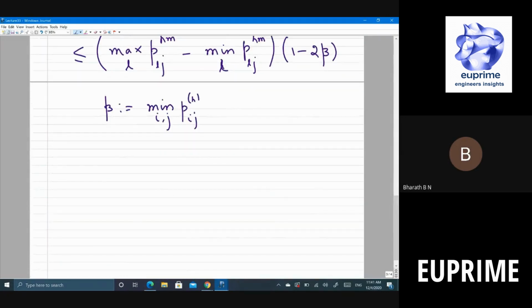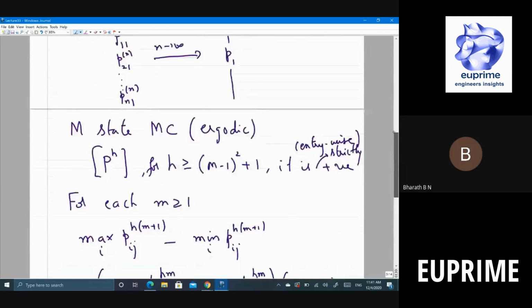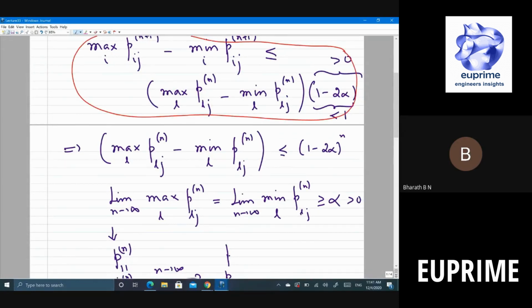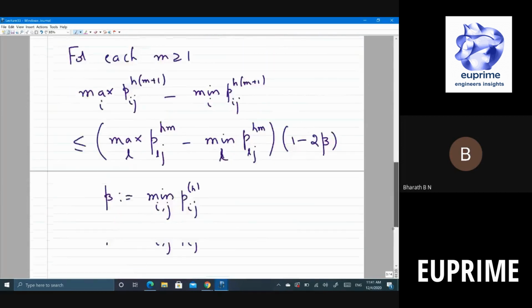Is this fine? So what I'm trying to do is apply this result here, so this result for the P matrix, the P power h matrix. Is that fine?